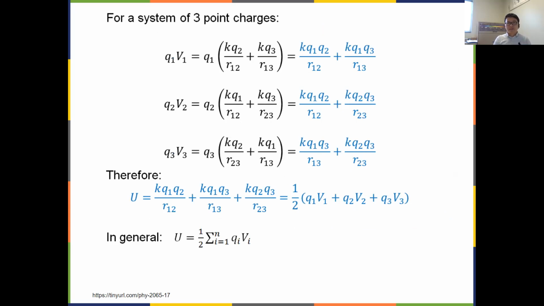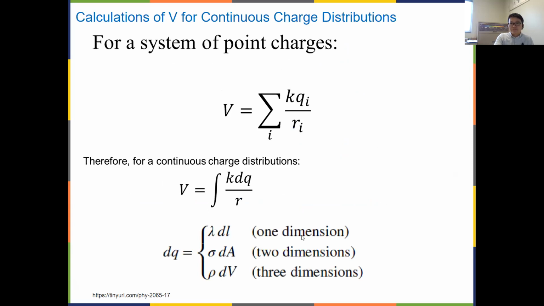And in that sense, you are double counting. So at the end, the potential energy will be 1/2 of the summation from i equal to 1 through n of QiVi. Okay, so you add them up. In that case, you can also do it this way. I think that's how much we talked about last time.